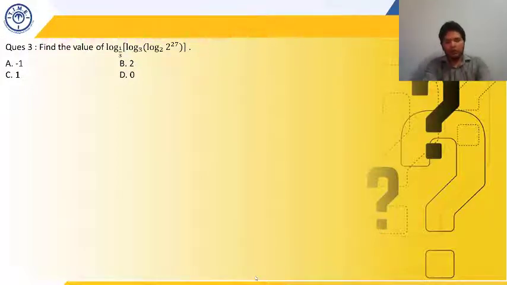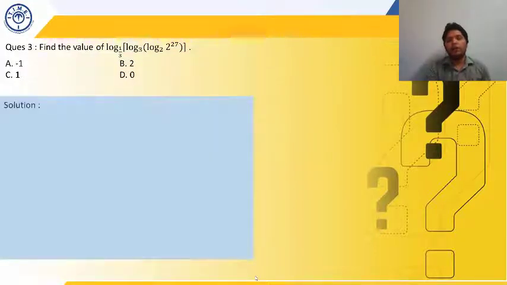I hope most of you have just got the idea what has to be done. So this is the question from log. We will be exhaustively using the properties of log in this question. Find the value of log base 1 by 3, log base 3 of log base 2 of 2 to the power 27.